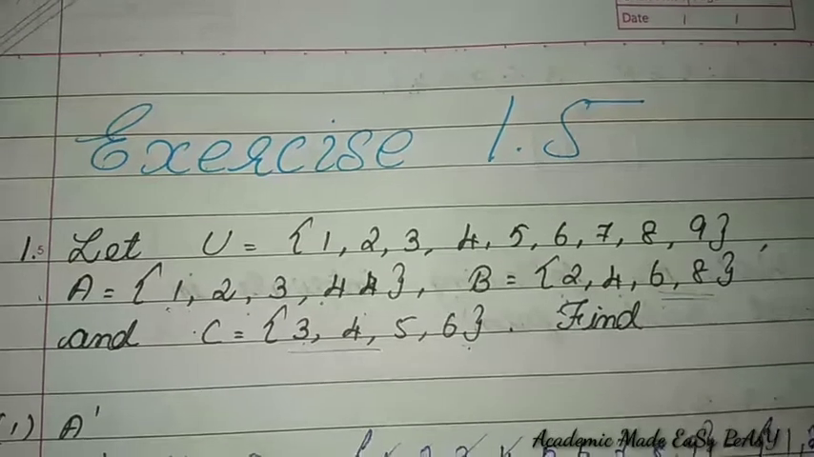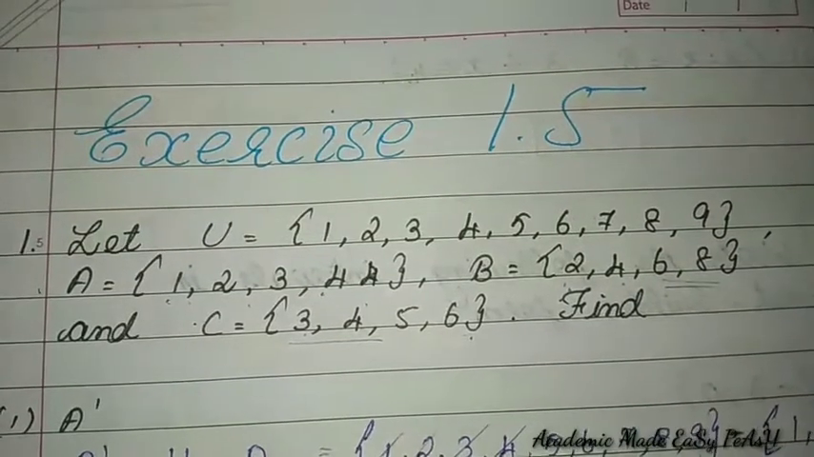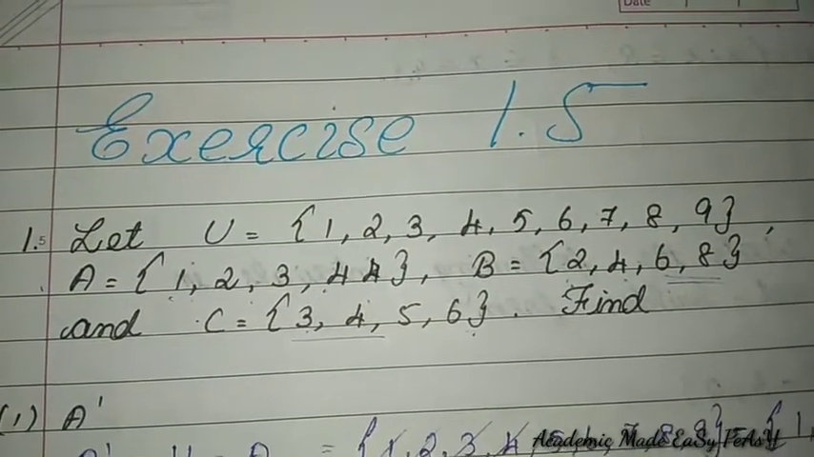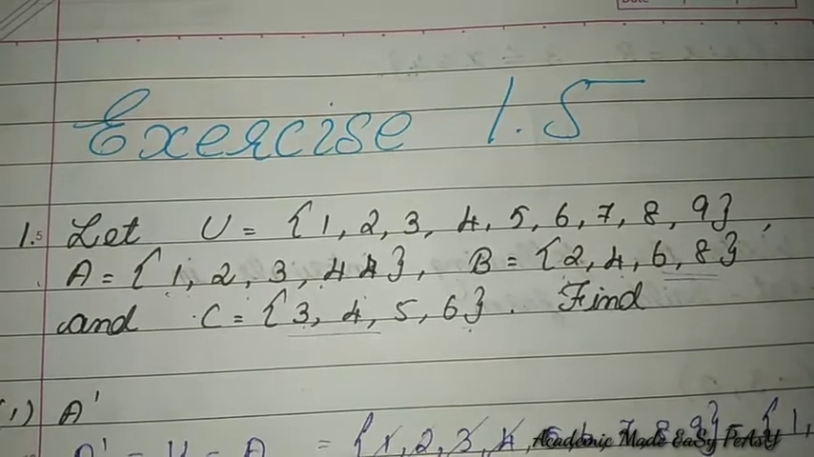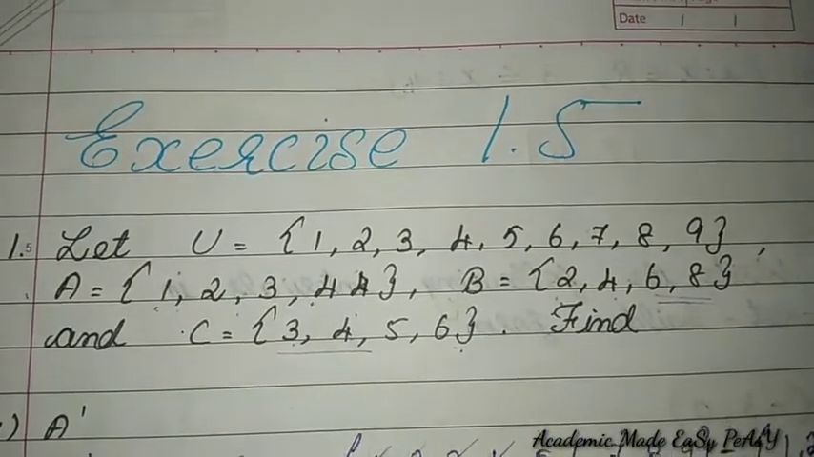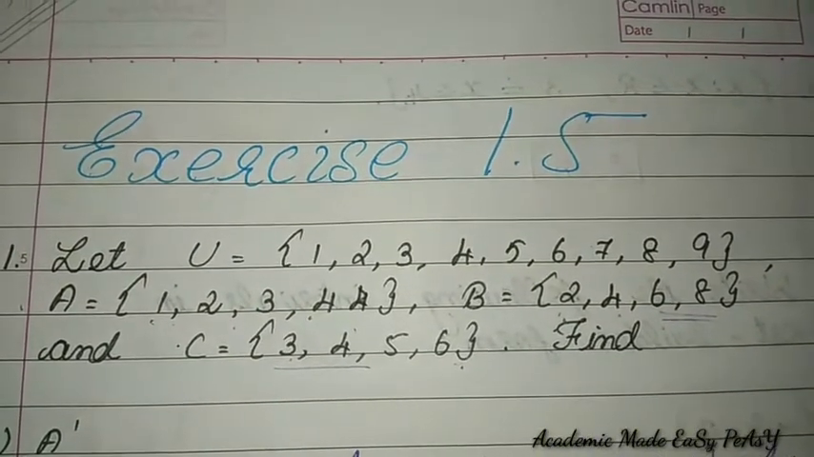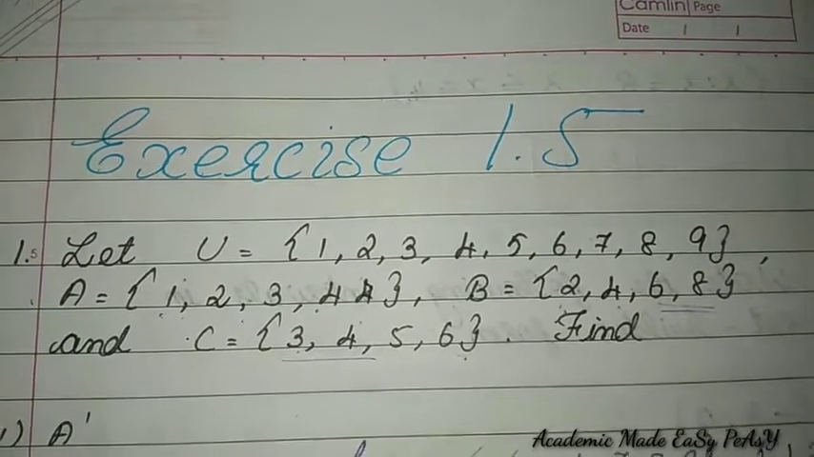In this video we will be learning exercise 1.5 from the chapter sets. This exercise covers the topics complementation, Venn diagram and universal sets. Okay, so now let's go to the question.